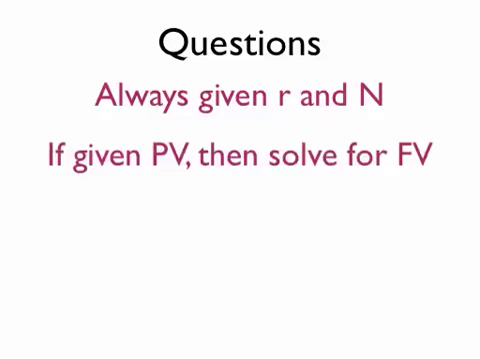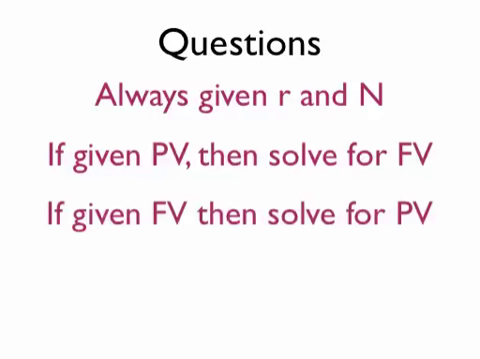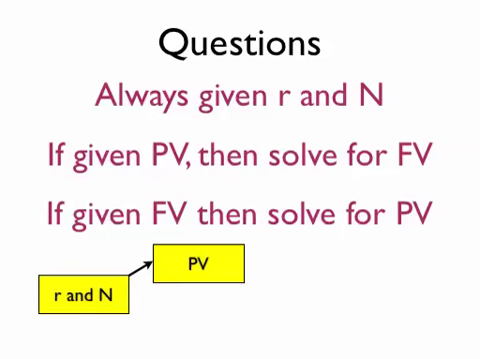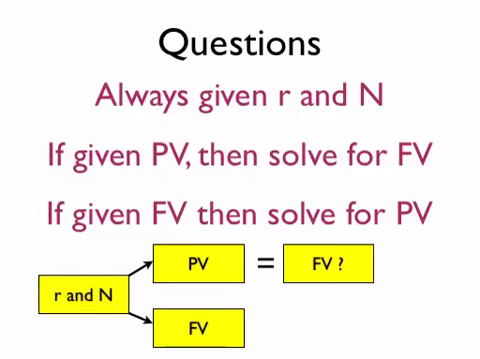the number of periods. If you're given the present value, then you need to solve for the future value. If you're given the future value, then you need to solve for the present value. You're always given R and N, and you'll be given either the present value or the future value. If you're given the present value, you solve for the future value. If you're given the future value, you've got to solve for the present value.